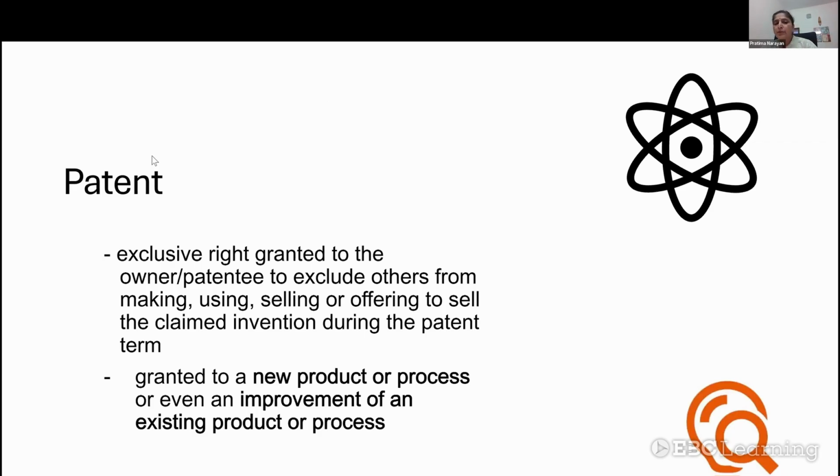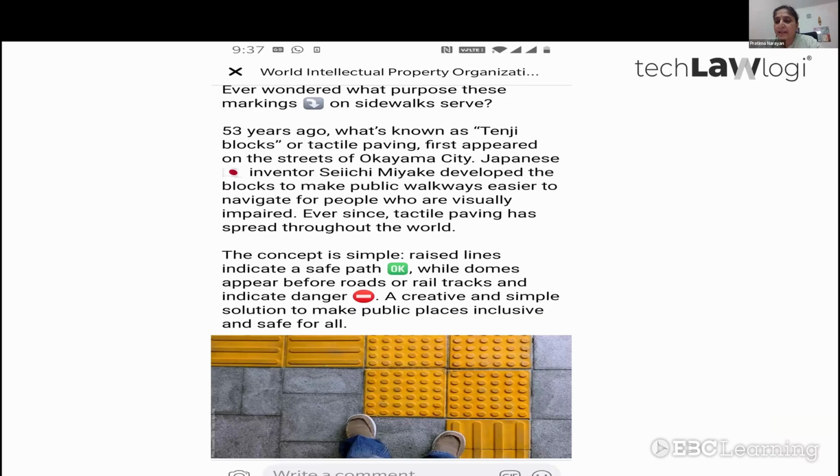Exclusive right, which is granted to the owner or patentee to exclude others from either making, using, selling, or whatever it is. And to what is it granted? It is granted to a new product or process, or even an improvement of the existing product or process. So if I have to put the definition of a patent, I would say it's an exclusive right granted to a new product or process, or even an improvement.